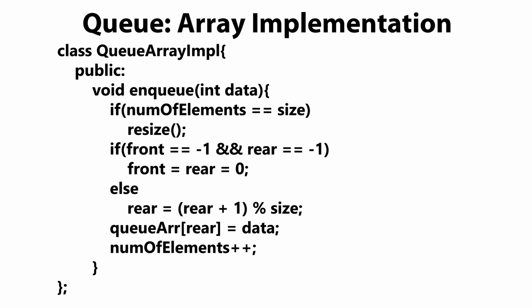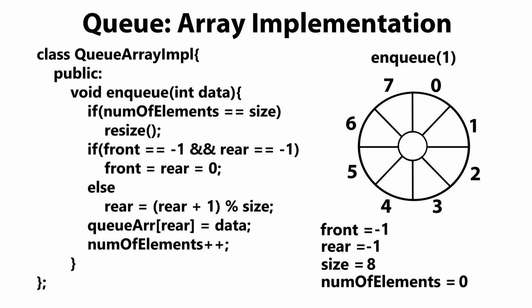Alright, so now let's actually give an example of the enqueue method in action. So let's say I want to enqueue 1 onto the queue. So first we check to see if the number of elements is equal to size, the number of elements is equal to 0, and the size of our array is 8, so that's not true. We go down to the next if statement.